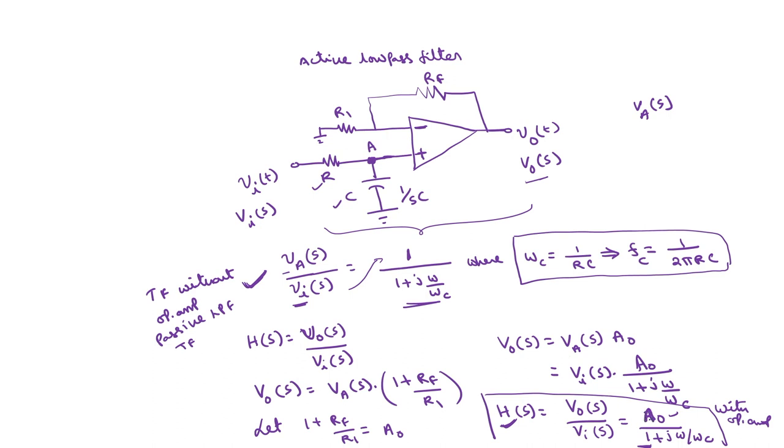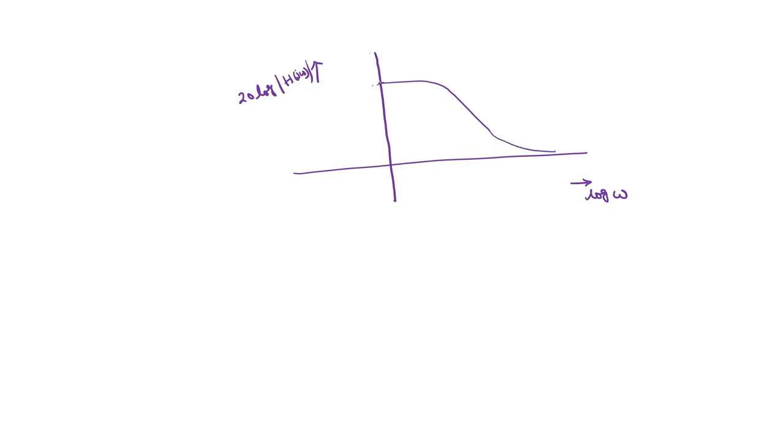If I plot the response, only the magnitude becomes A0 here. So what will be the frequency response with and without this? This is 20 logarithm of modulus of H of j omega versus logarithm of omega. You will get the same response, but now instead of 0 dB, this will be 20 logarithm of A0, and the cutoff will be minus 3 dB less than this, 20 logarithm of A0 minus 3 dB. Initially this was 0 dB and this is minus 3 dB. So the response is almost the same.